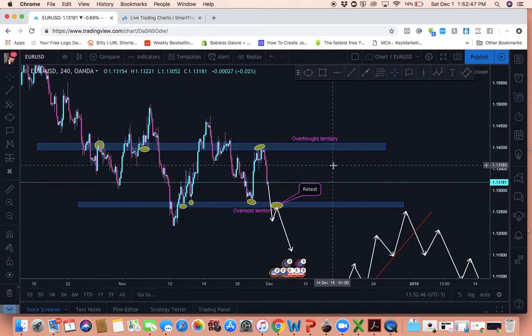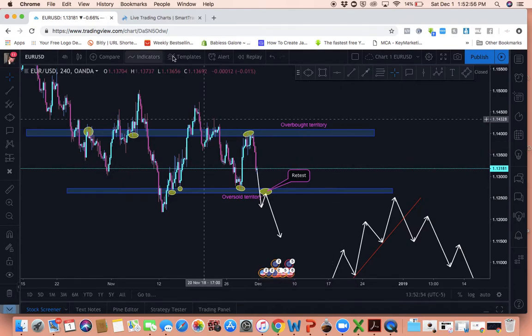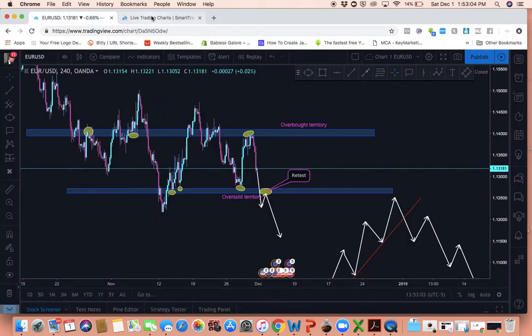Okay, so I'm actually going to delete this. Hopefully you all screenshot it. I'm going to delete this so that I can show you what a full retest actually looks like. So anyways, yes, for you to get your support and resistance zones, you could definitely just use Smart Trader and plot it on TradingView so that you can get these zones.